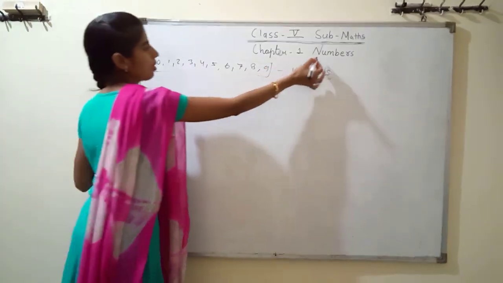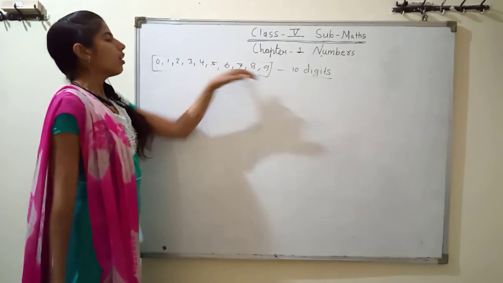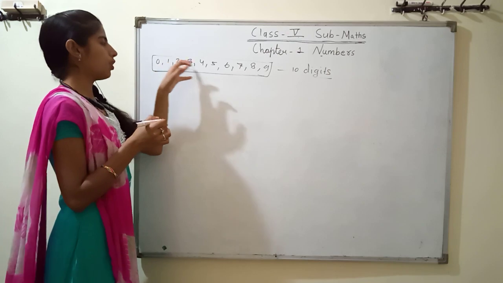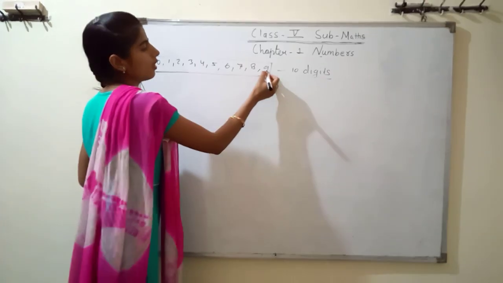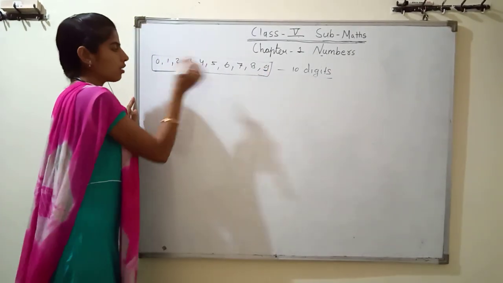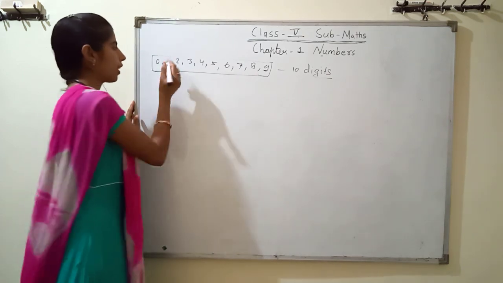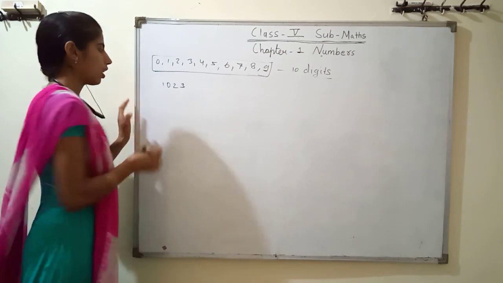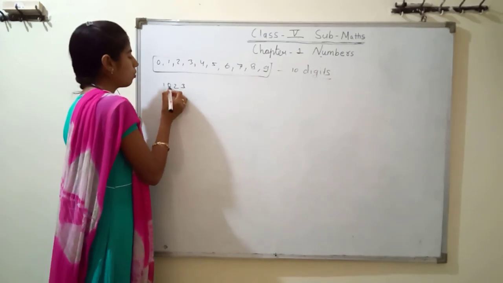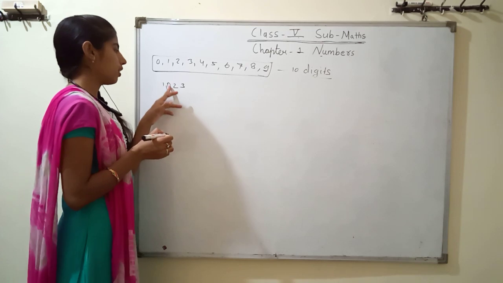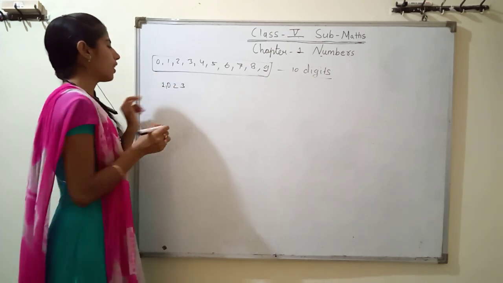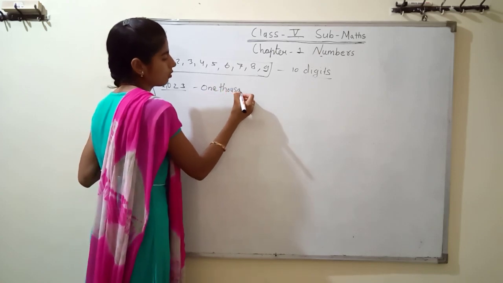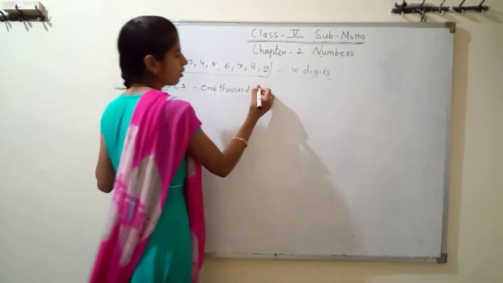How? Look at here, numbers. Here 10 digits are given: 0, 1, 2, 3, 4, 5, 6, 7, 8 and 9. Overall 10 digits. By these 10 digits we make any number. If I write here 1, 0, 2, 3, then it makes 1000 and 23.